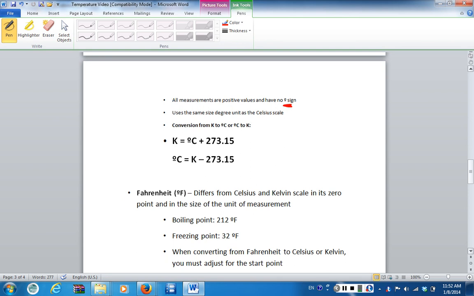All right, now, here I have two formulas that you need to know.